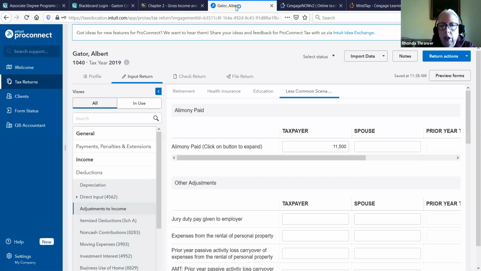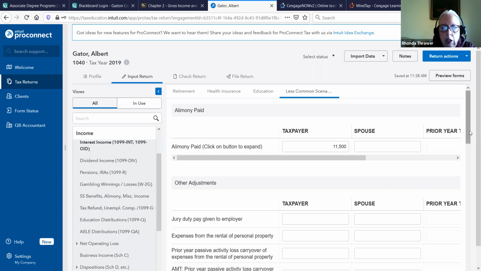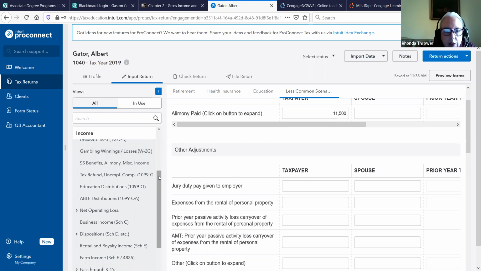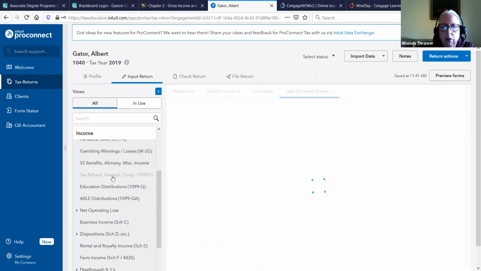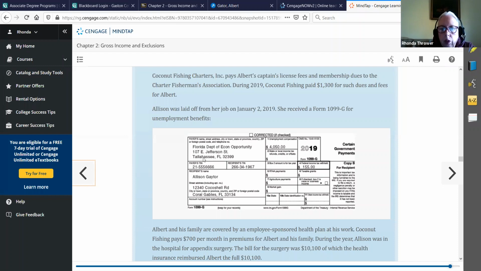So we're going to go back to ProConnect, and we're going to look at income, and I'm going to expand it under general to get my income back up there, and I'm going to expand my income, and let me see if I can find unemployment. It's right here. Again, that's under income because unemployment earnings are considered income. And so you need to put down who paid the unemployment, which was the Florida Department of Econ Opportunity.